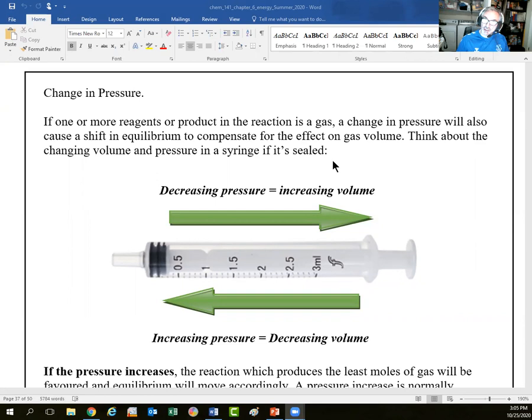Same with changes in temperature. You increase temperature, you're putting more energy into the reaction. Reactions which can compensate and use up that extra energy are endothermic reactions. Endothermic reactions take in energy. We can recognize them because the energy term looks like a starting reagent. So rises in temperature favor the endothermic reaction.